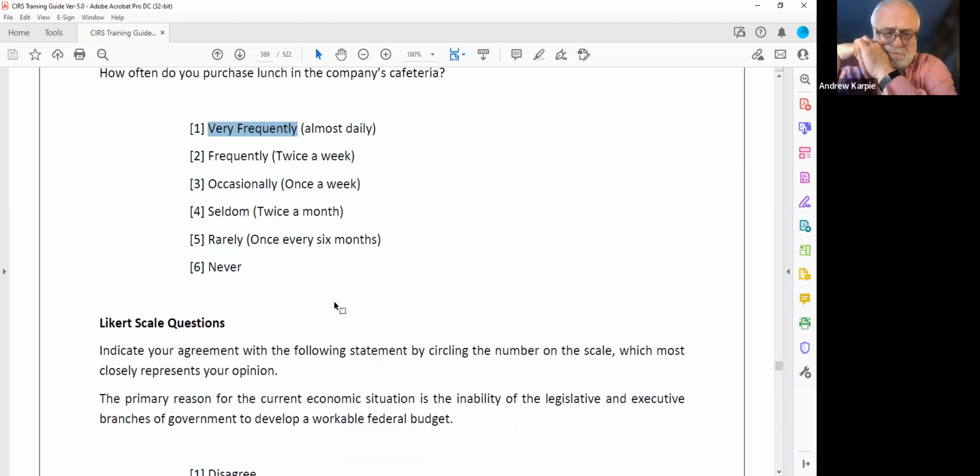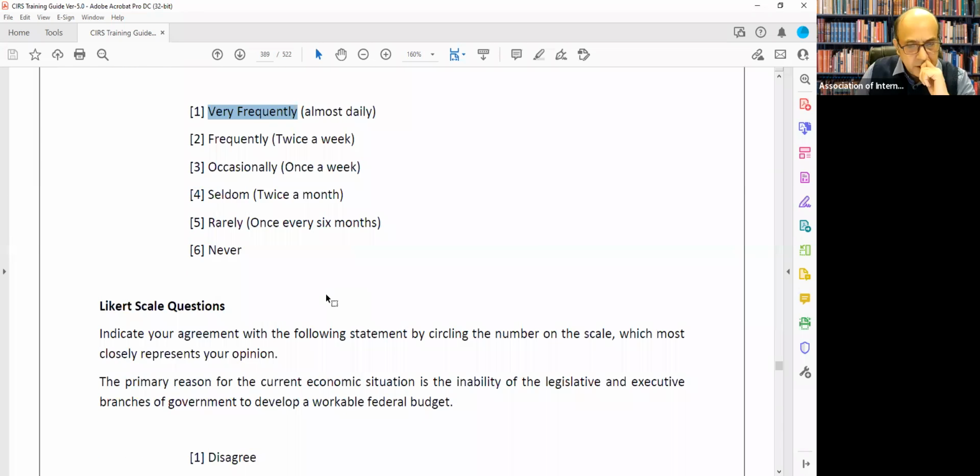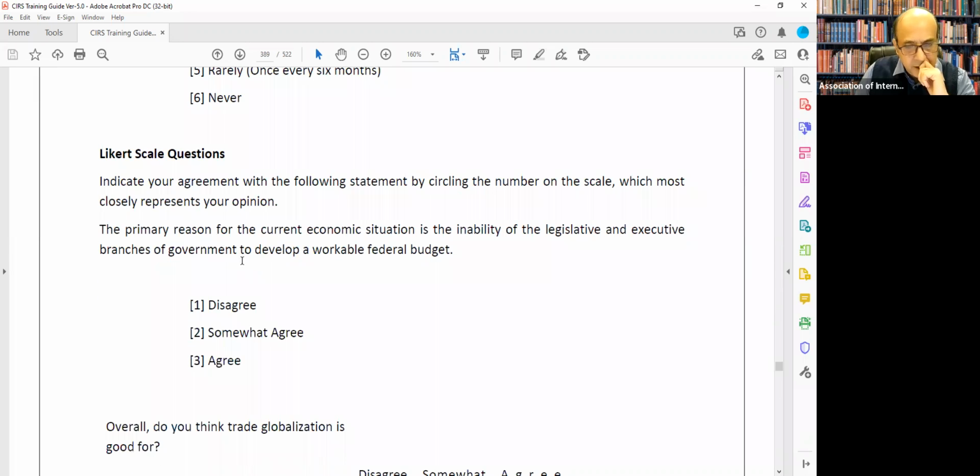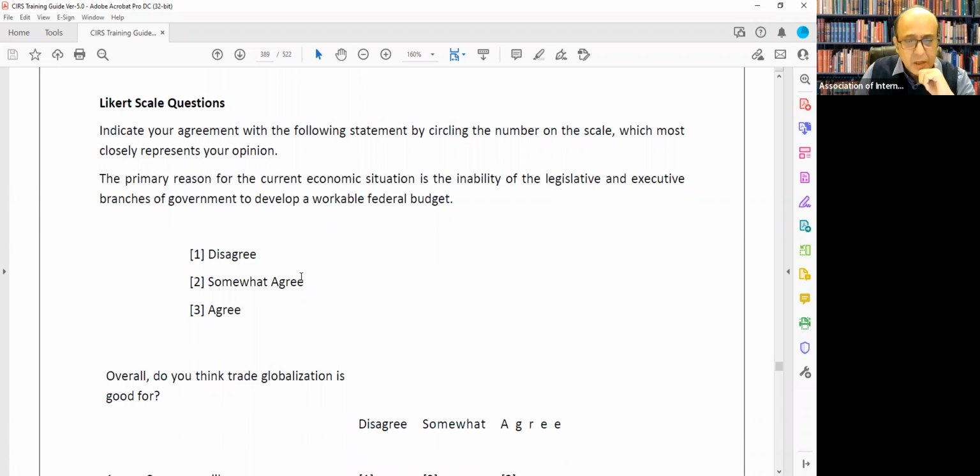Okay. So rating questions are close-ended. A Likert scale has options on a sliding scale, which allows someone to answer based on the best sentiments they can come up with. So disagree, somewhat agree, agree.